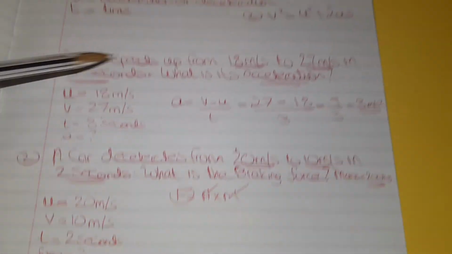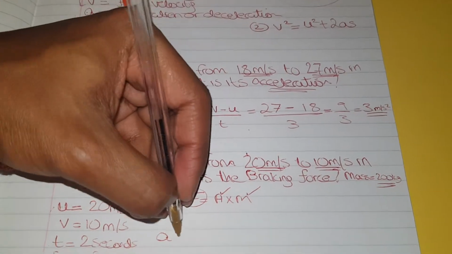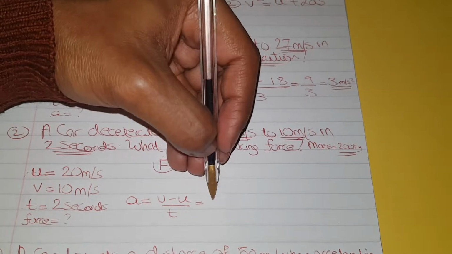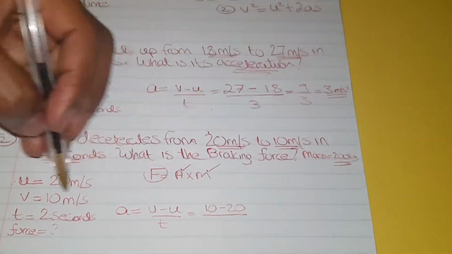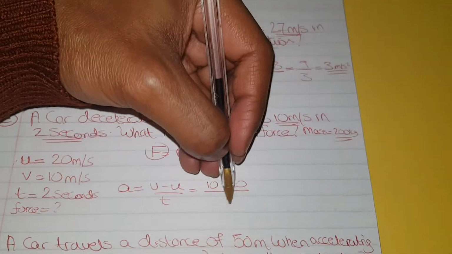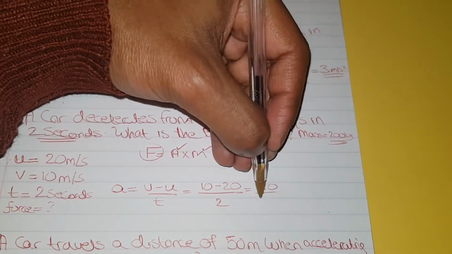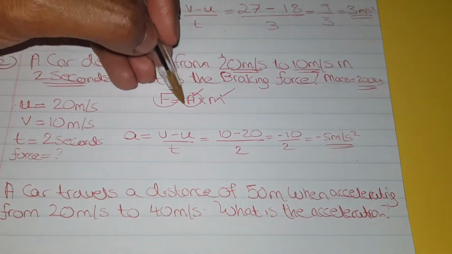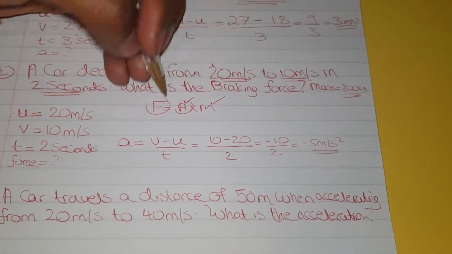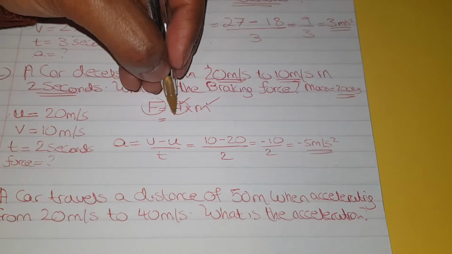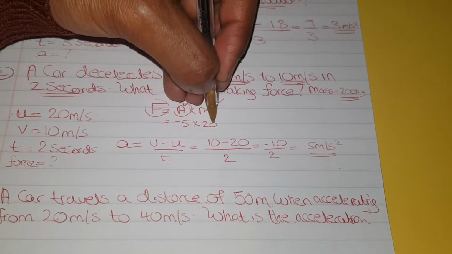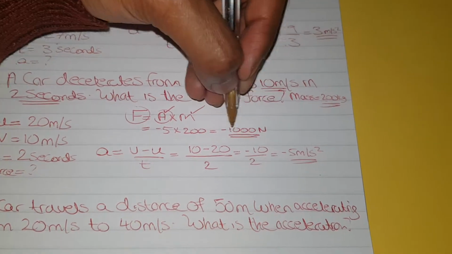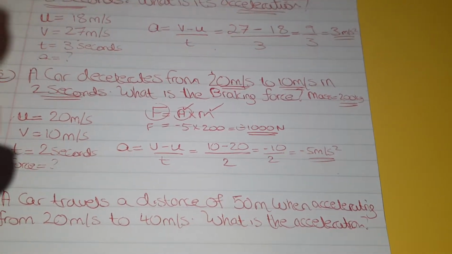We understand from here that we can definitely use this formula, so just use it. V minus U over T. V is what, 10? Don't worry if you get a negative answer. And U is 20, and T is 2. That's minus 10 over 2, which is minus 5 meters per second squared. So I have my A, secured it. I have my M in the question, so just times them. So I got minus 5 times 200 gives you minus 1,000 newtons for my braking force. The minus just represents that you're using it to slow you down.